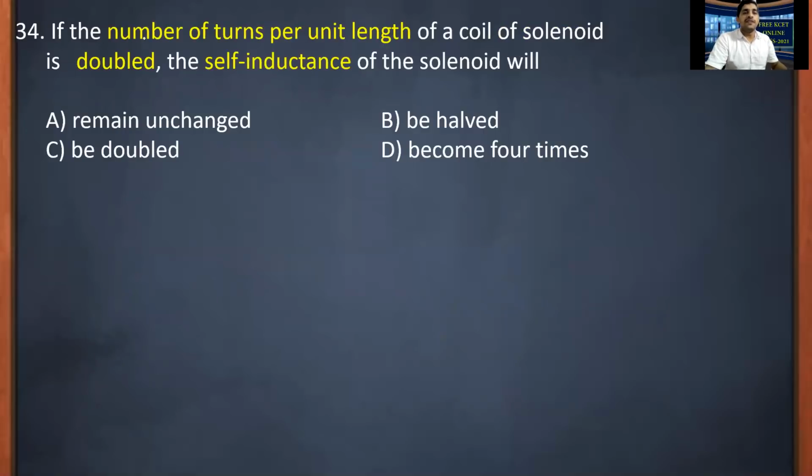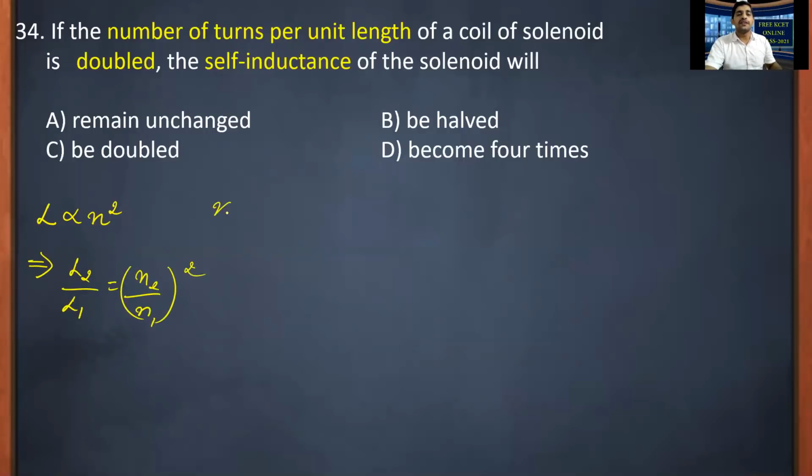Next question. If the number of turns per unit length of a coil of a solenoid is doubled, the self-inductance of the solenoid is... Easy question. We know that the self-inductance of a coil is directly proportional to the number of turns per unit length. We have the relation L is directly proportional to N squared. So that implies L2 by L1 is equal to (N2 by N1) whole squared.